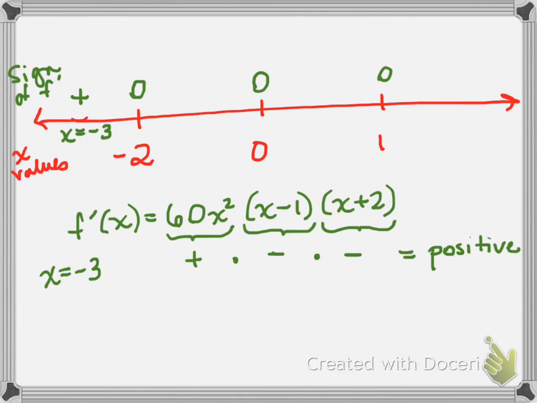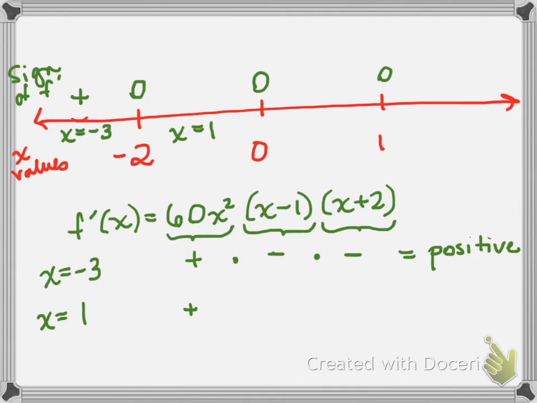Okay, so now I want to check between x equals -2 and x equals 0, so let's just choose x equals 1. Notice I don't actually care what the value of f prime is, I just care if it's positive or negative. So when x equals 1 is input into the first derivative, 60x squared is positive. X minus 1 is 0. Oh, I've made a mistake. 1 is not between -2 and 0. That was a good indicator for me right there.